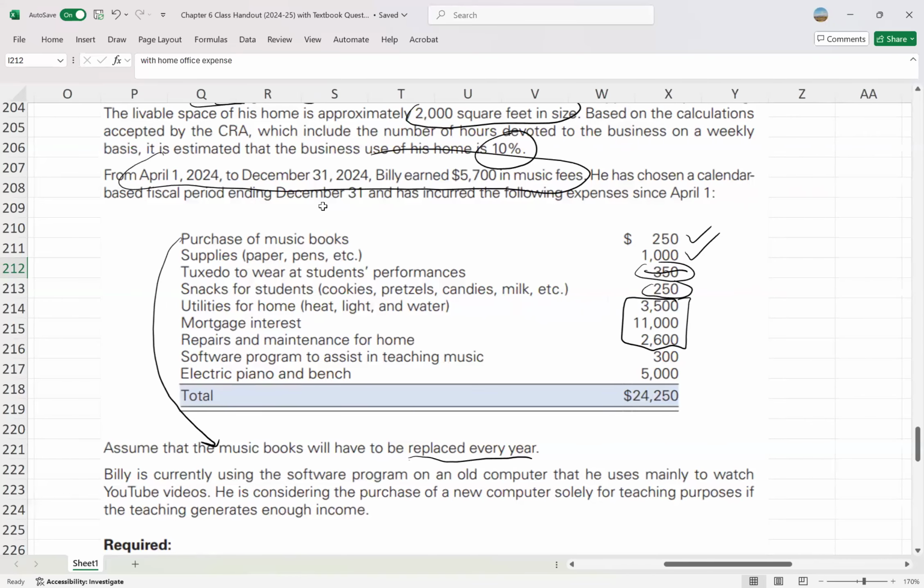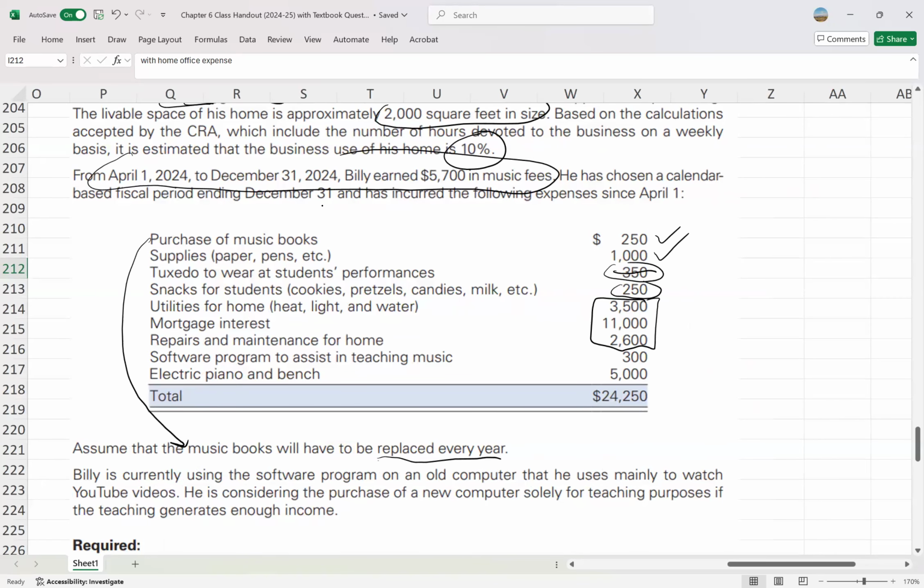And then we're also told that the last two items were software for a music program and then an electric piano and bench. So let's see what we need to do with the software and the electric piano and bench. So this software program is application software. And remember in the example we did before the break, we said that application software goes into class 12. And even though class 12 is 100%, application software falls under the half-year rule. And then we have electric piano and bench.